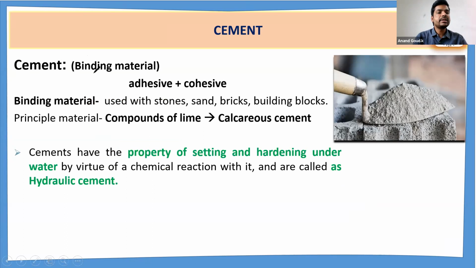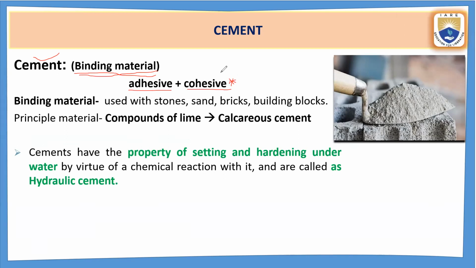Yeah. So cement is a binding material. That means we can bind any other two materials by using this particular material. It is a binding material which has adhesive and cohesive property. This is very, very important while defining cement. Cement is a binding material which has adhesive and cohesive property.